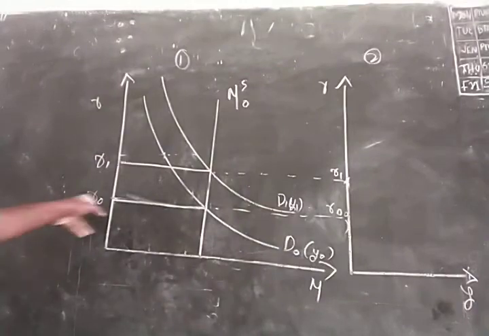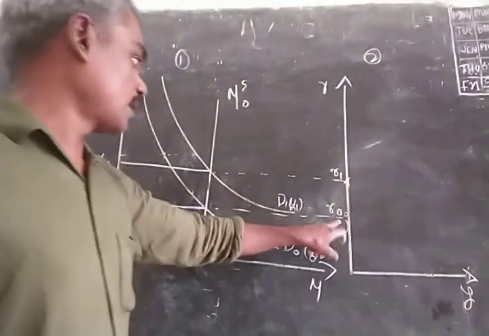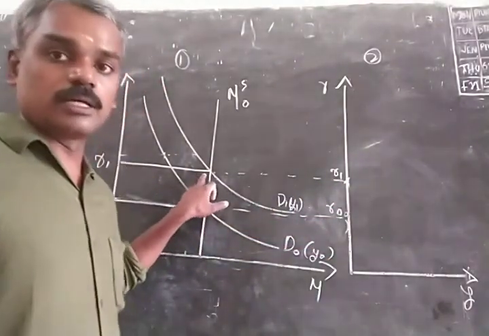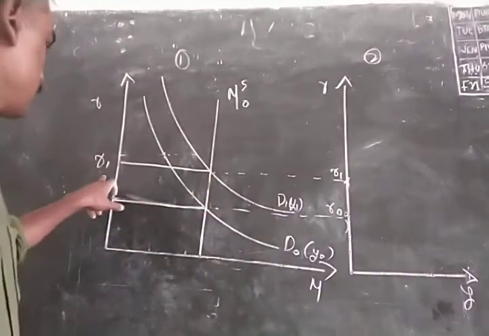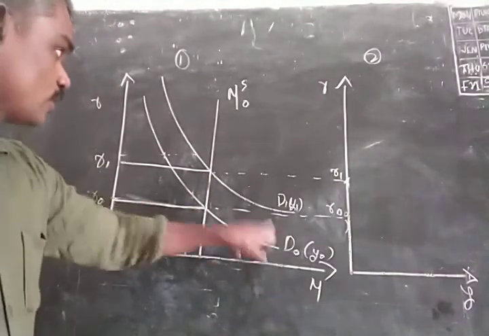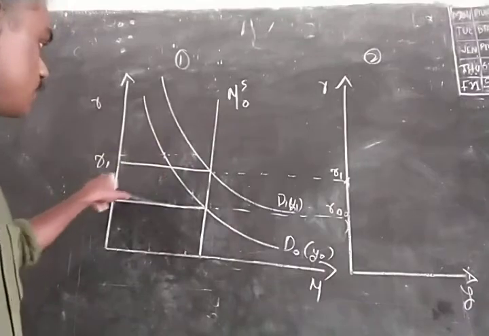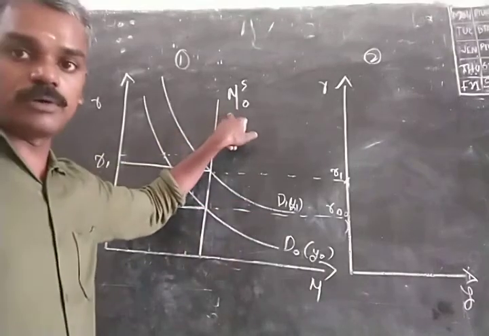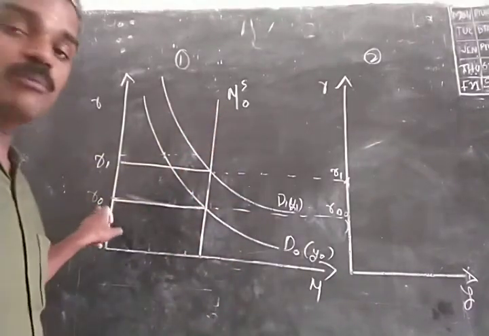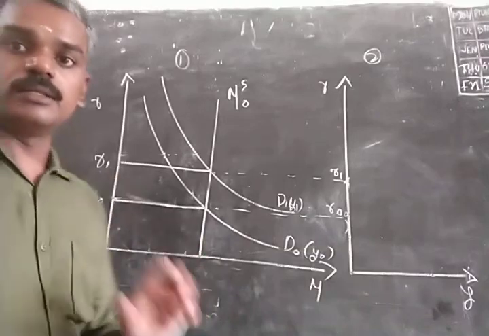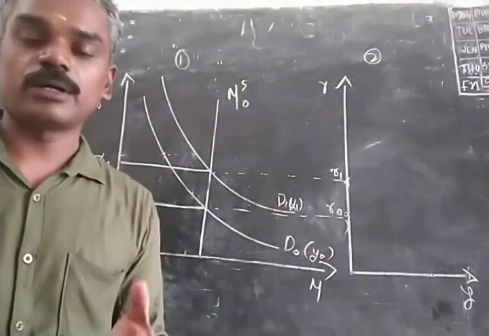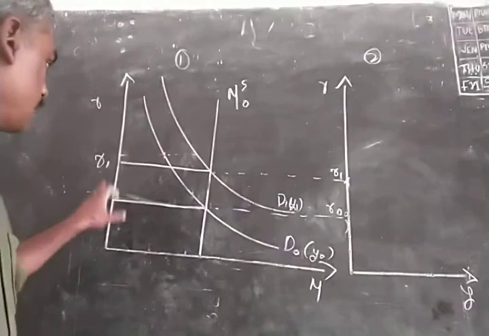R0. So we have two rates of interest, R1 and R0, at which the money market is in equilibrium. Demand for money is equal to supply of money. At R0, D0 Y0 is equal to MOS. At R1, D1 Y1 is equal to MOS. So what is the importance of these two rates of interest? At these rates of interest, R0 and R1, demand for money is equal to supply of money.